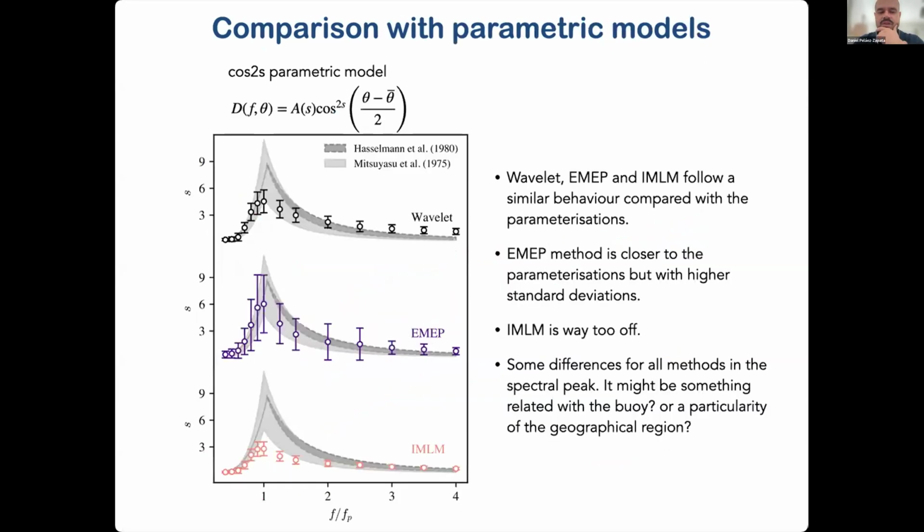Well, this is another kind of comparison. In this case, I'm comparing with a parametric model. So again, the wavelet method. In all cases, near the spectral peak, there are some differences. The maximum entropy method is the one which is closest to what is expected here, but the size of the error bar is higher, telling us that this method fails sometimes. So there is a higher standard deviation. So the wavelet method appears to be the more stable and robust in this case.